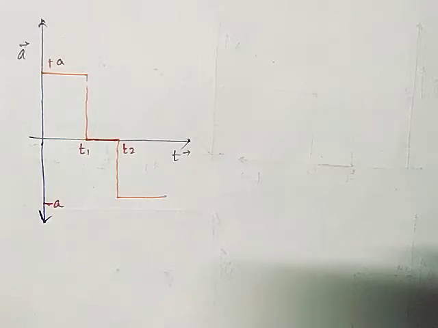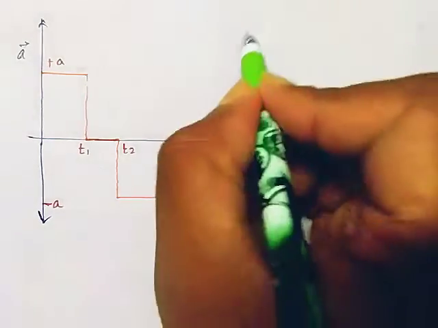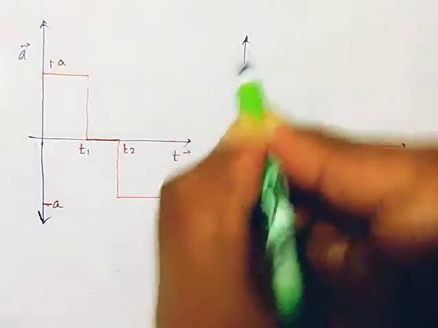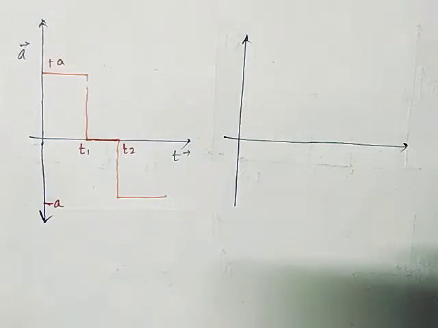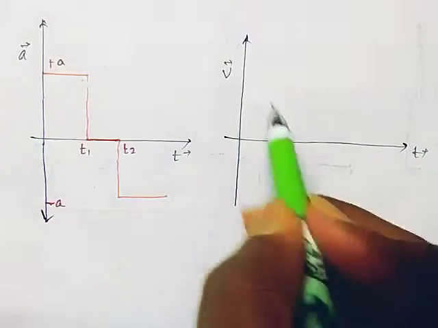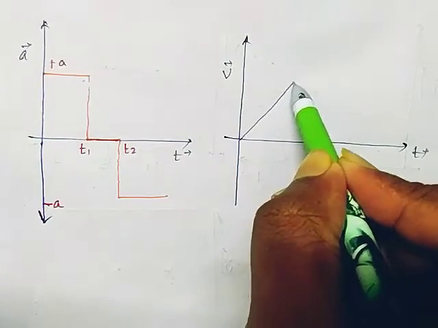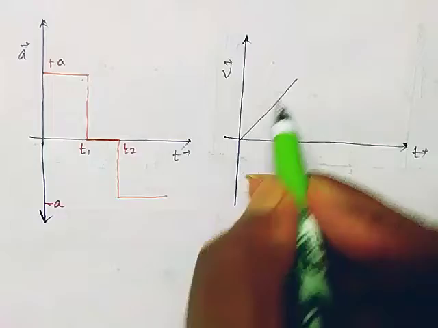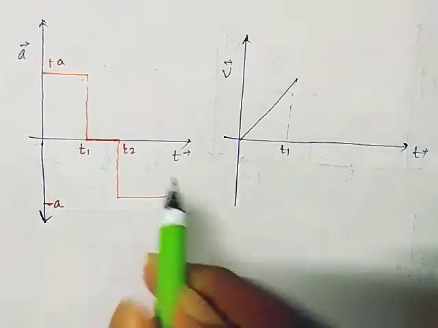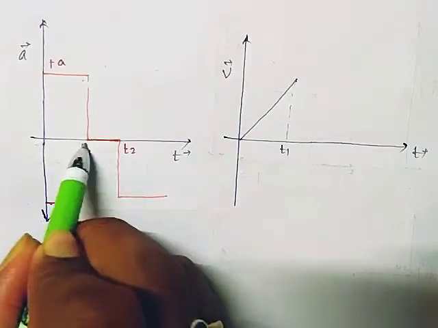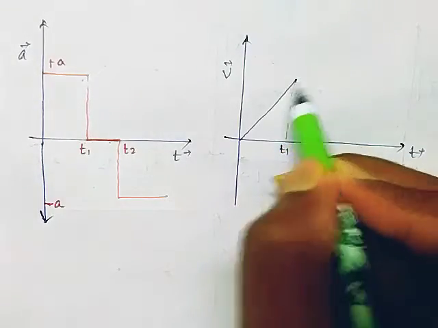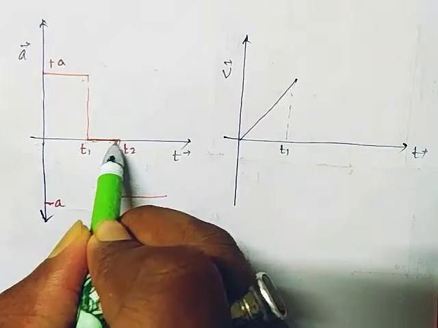But if I want to draw the velocity versus time graph from it, we can easily draw it, because it is talking about the slope. The slope of the velocity versus time graph is known to us. Here the slope is constant, it is increasing up to the time t1. Here the slope is 0. So the slope is 0.